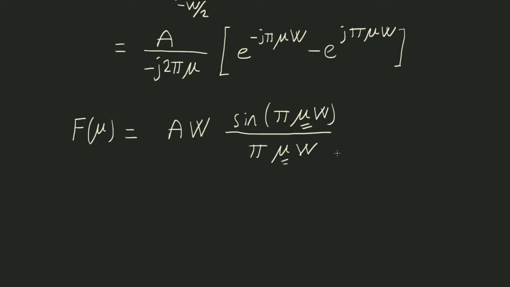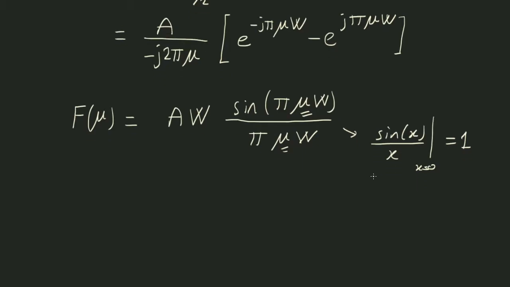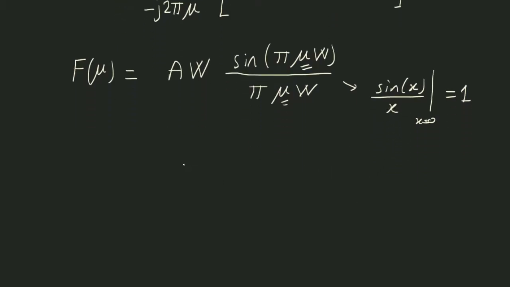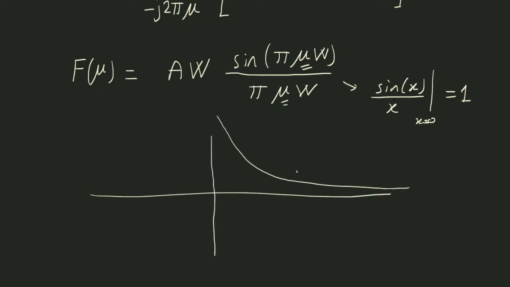Now here mu is our variable and the other numbers are constants. So this function should look familiar to you. It's like sine x over x. Probably you have already found the value of this function at 0 in calculus. This function at 0 is equal to 1. So let's try to plot this function. We know how 1 over x looks like. This is how 1 over x looks like.